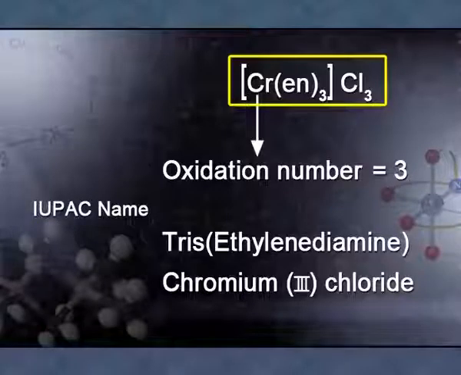use tris. Okay. Then the name of the central metal, that is chromium. As the complex indicates, Cl3 is outside the coordination sphere, and it will ionize as Cl3 minus. So, overall the charge on the complex will come to 3 plus. That means it is a cationic complex. All right. So, we have to write chromium, and after that its oxidation number in the bracket in Roman numerals, but we have to write 3.